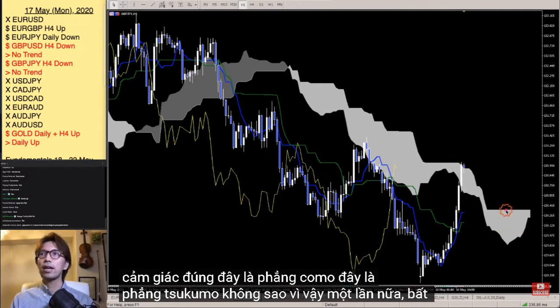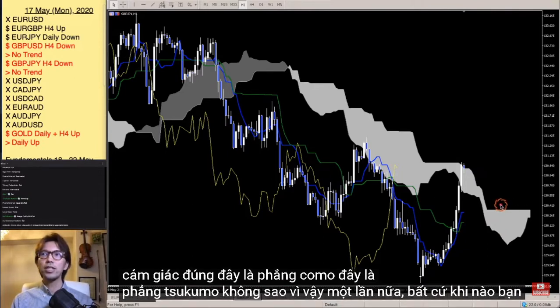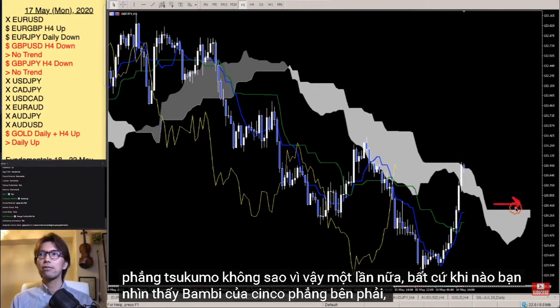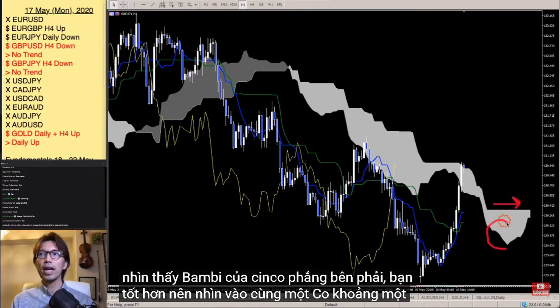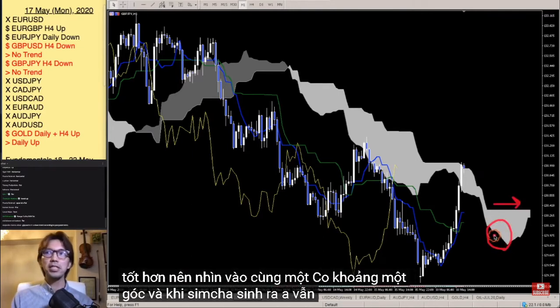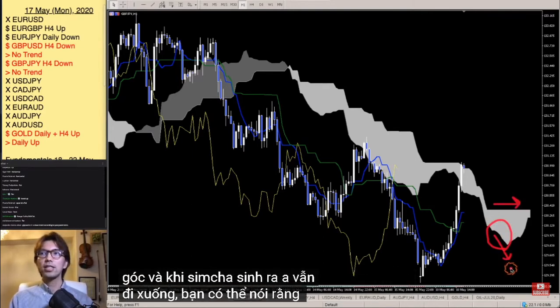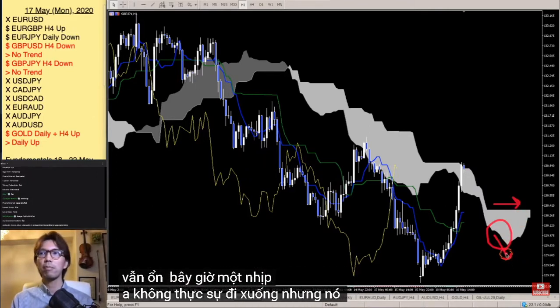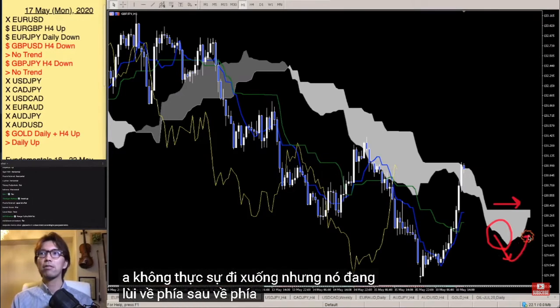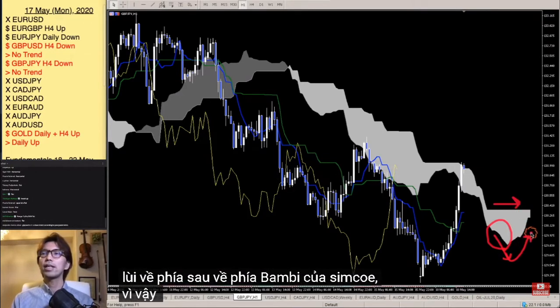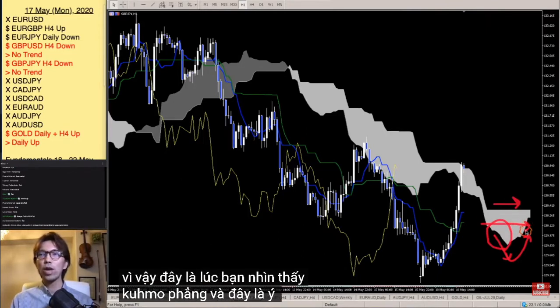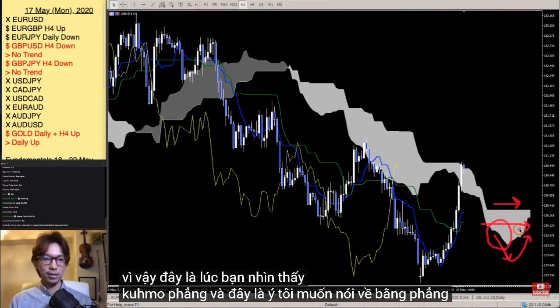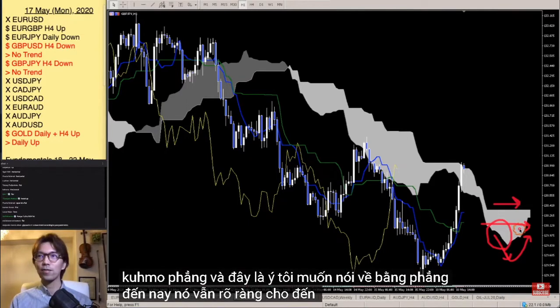So again, whenever you see Senko Span B is flat, you had better look at the Senko Span A angle too. When Senko Span A is still going down, you can say that this is still a down Kumo. But right now, Senko Span A is not really going down, but retracing backwards towards Senko Span B. So this is when you see the flat Kumo, and this is what I mean by a flat Kumo. Is it clear so far? So far, so good.